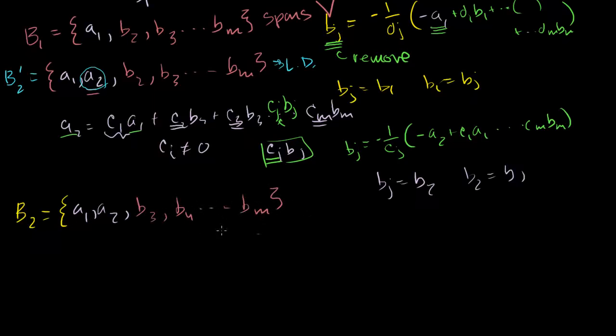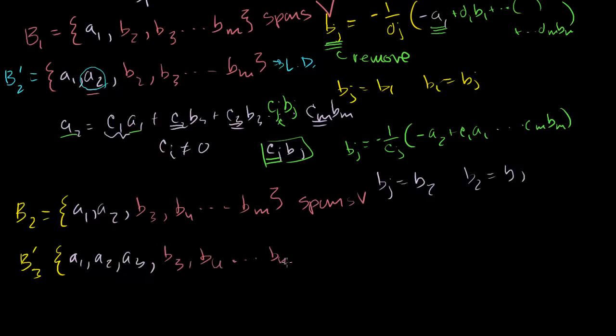And this still spans v. It spans v because the element that I took out of it can be represented as a linear combination of these guys. So if I ever want to construct anything that needed that, I can construct that vector with some combination of these guys. So it wasn't necessary. So it still spans v. So this process I'm doing, I can just keep repeating it. I can add an a3. I can define b3 prime as I can just add a3 to this set right here, a1, a2, a3, and then I have my b3, b4, all the way to bm.